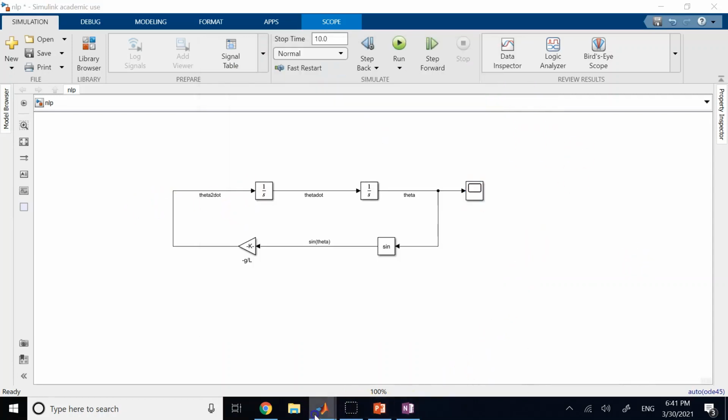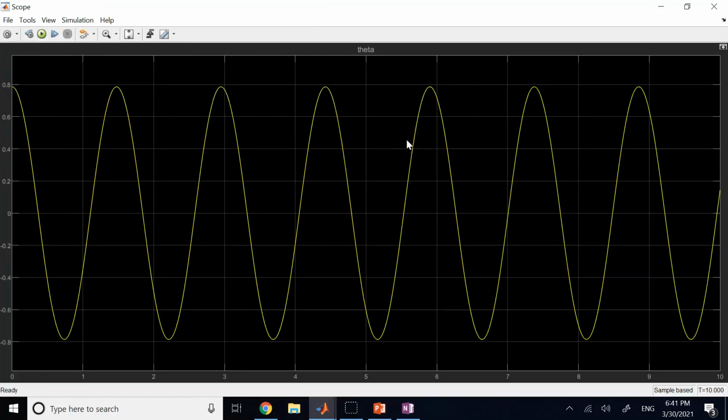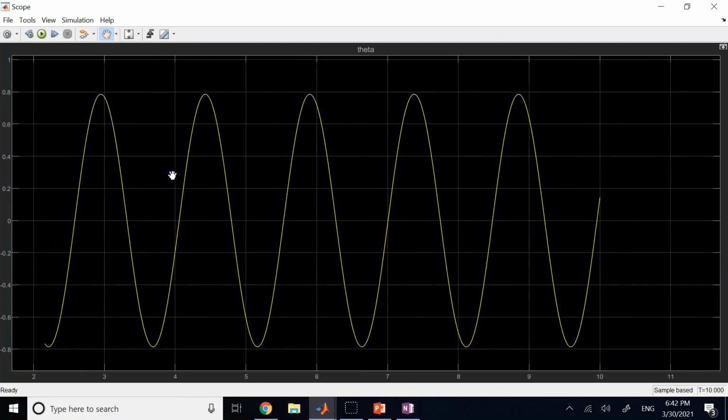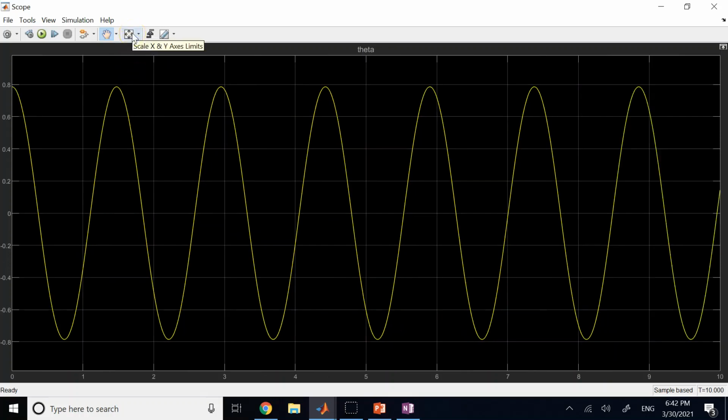So we made something. Now we have the results, and it shows it in a scope block, but there are so many other things you can do. If you want to zoom into a specific area, you can click on zoom in, or if you want to zoom out, you can zoom out. If you want to pan, you can do pan. So there are so many things you can do to move around. So zoom in, zoom out. If you want to scale the x-axis to the limits, or all axes to their limits, you can use any of these. So they give you a better view.